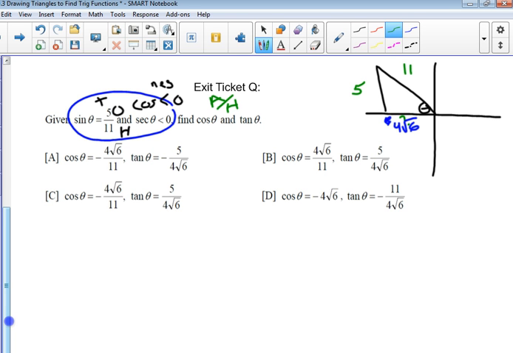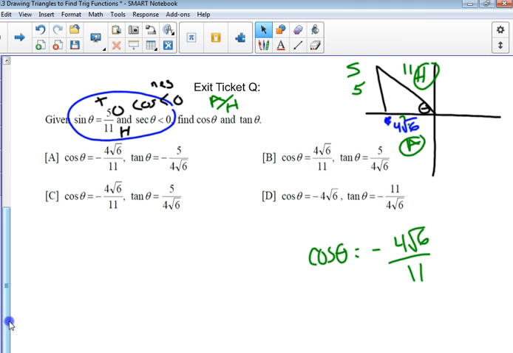Adjacent over hypotenuse, right? So when you guys do your adjacent over the hypotenuse, make sure, for cosine, you guys are in the x quadrants, is cosine positive or negative? Good, cosine is going to be negative, so we should have negative 4 radical 6 over 11.